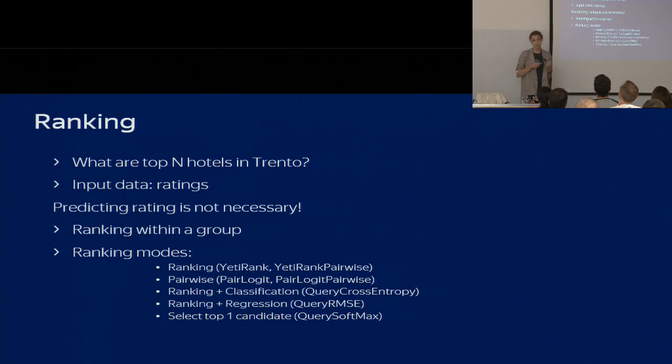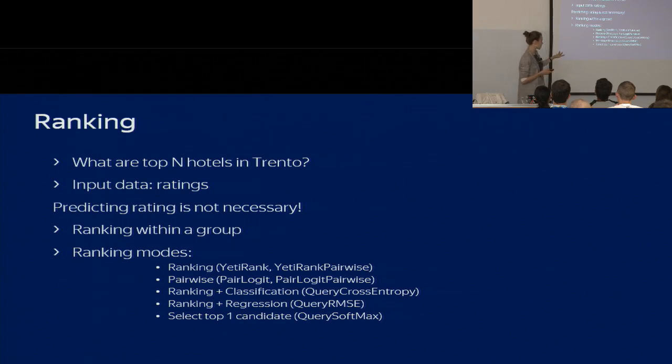The next one is the pairwise mode, and there are two modes also, pairlogit and pairlogit pairwise. It's the one where, when you are training, you do not have the ratings, but you have pairs of objects, and in each pair you know which object was better. The difference between these pairs of modes is that YetiRank is really fast, and YetiRank pairwise is slower, but usually it gives better results. So it's the trade-off, what you want. You want the speed or you want the best possible quality.